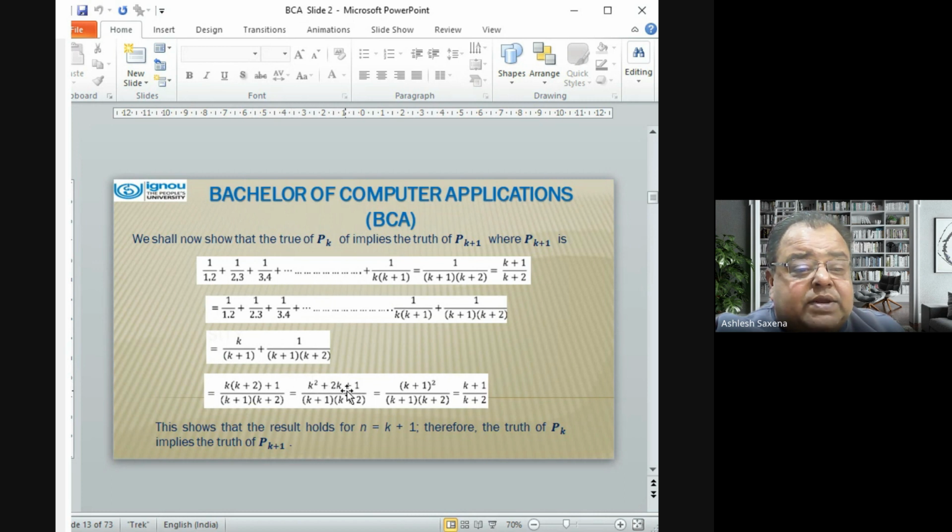This is a quadratic expression and this is similar to a plus b whole square. So what I will be doing: k plus 1 whole square upon k plus 1 into k plus 2. This power 2 will be cancelled by this k plus 1, so you will be left with k plus 1 upon k plus 2, which is nothing but this. That means you have proved it by mathematical induction. Have a look at it and I request everyone to write it. If you write it simultaneously with me, it will be easier for you to understand.